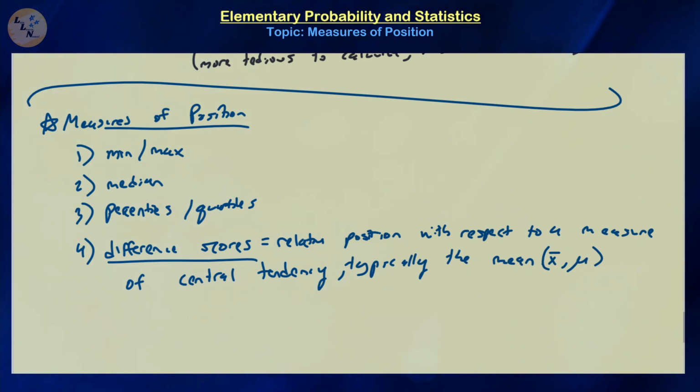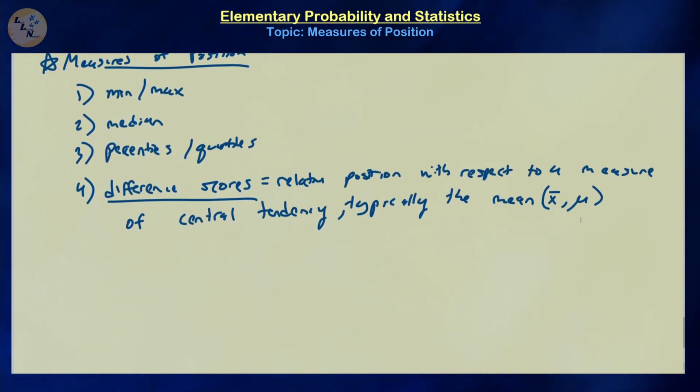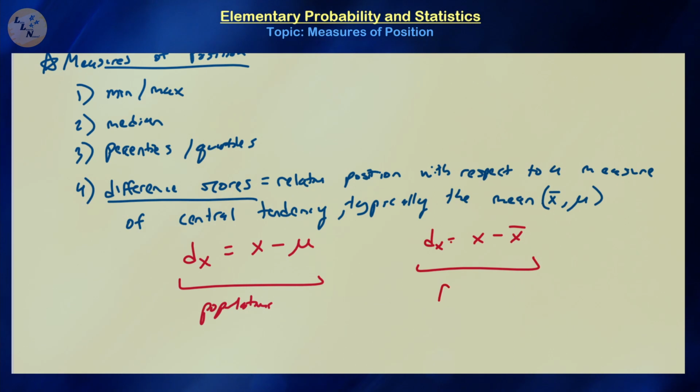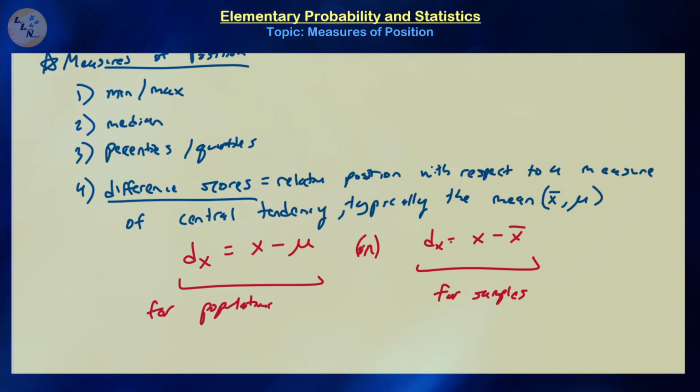So we define the difference score for a particular x value, and I'm going to represent that by dx. This is going to be equal to x minus mu, so this is for populations. And dx is going to be equal to x minus x bar, and this is of course for samples. Okay, so these are the two variations for difference scores. So if you have a value that is larger than the mean, the difference score is going to be positive. If you have a value that is less than the mean, then the difference score is going to be negative.